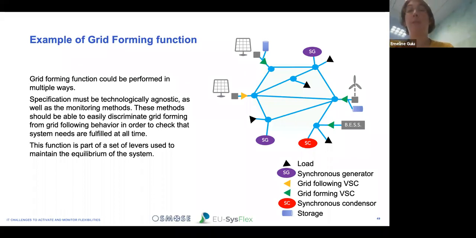So as Mario presented just before, grid forming is a function which can be performed in different ways. And the important point is the service provided. And so grid forming function should be specified without taking into account technological aspects. The principle is the same for monitoring methods, whose role is to discriminate grid forming from grid following behavior. The final objective is to make sure that system needs are fulfilled all the time.